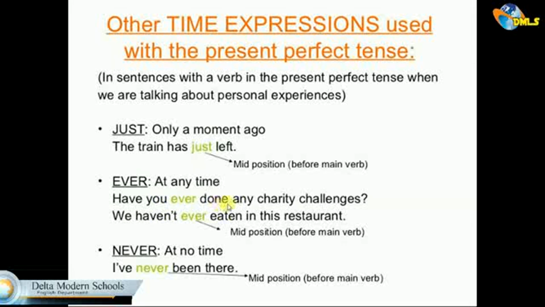And ever, like we have it here. Have you ever done any charity challenges? Also we use ever before the verb. Have you ever done that? Have you ever watched a movie like that before?